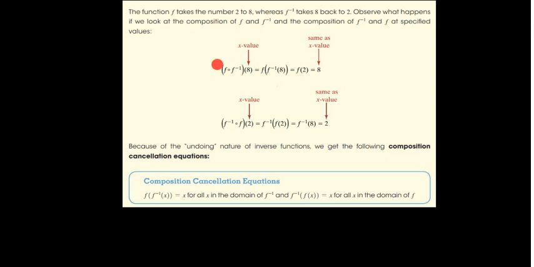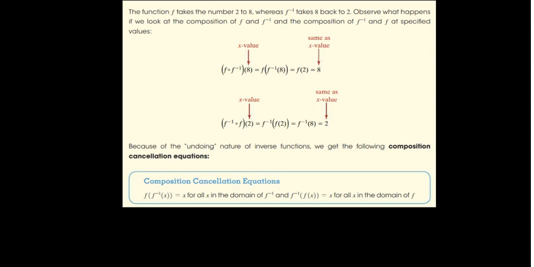Okay, we're taking the function of the inverse function, which notationally looks like this, and therefore we get f of 2 is equal to 8. Then down here we take the f inverse of f. Again, that's the composition, and of course we take the notation there: f inverse of 8 is equal to 2. Here, because of the undoing nature of inverse functions, we get the following composition cancellation equations.